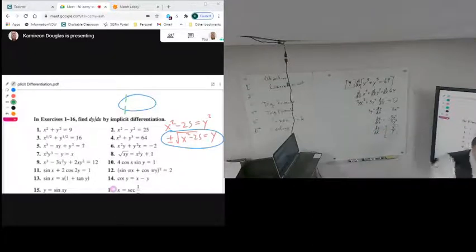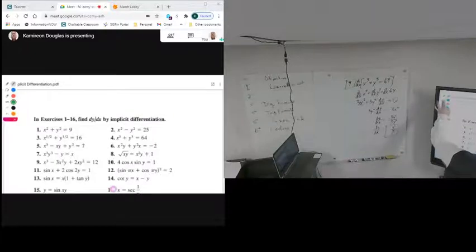And again, if I had done this the other way, I would eventually get the exact same solution. It's just a little more tedious. Over here, I'd have to get y by itself, so I'd have to subtract the x cubed over, so I get 64 minus x cubed equals y cubed. Take a cube root of both sides. Y equals the cube root of 64 minus x cubed.